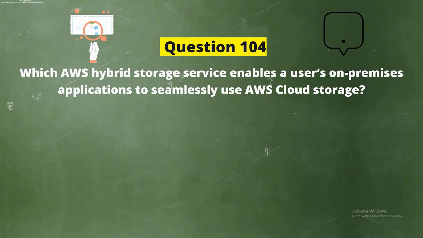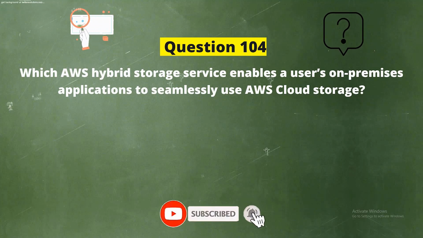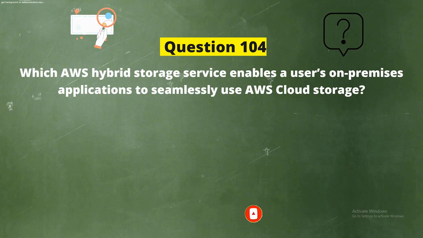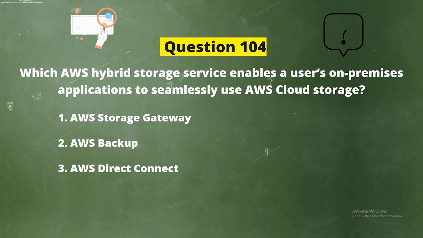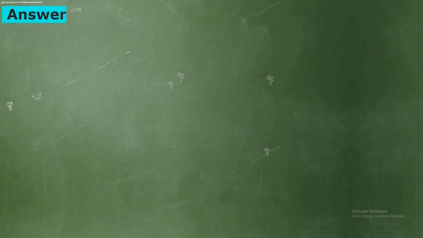Next question. Which AWS hybrid storage service enables a user's on-premises applications to seamlessly use AWS cloud storage? And the options are: Option 1. AWS Storage Gateway. Option 2. AWS Backup. Option 3. AWS Direct Connect. Option 4. Amazon Connect. And the correct answer is Option 1.